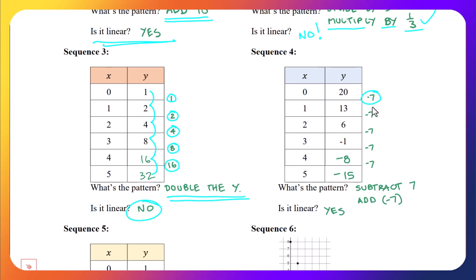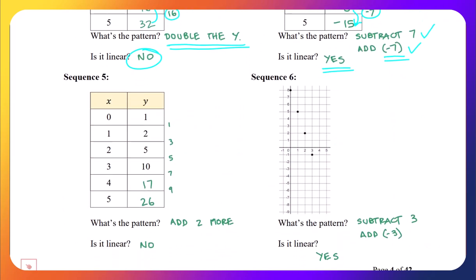Here, we're subtracting 7, subtracting 7, subtracting 7, subtracting 7, subtracting 7. And so if I continue the pattern, subtract 7, subtract 7. So the pattern is we subtract 7, but remember subtraction is the same thing as adding the opposite. So we are adding a constant, and yes, it is linear.